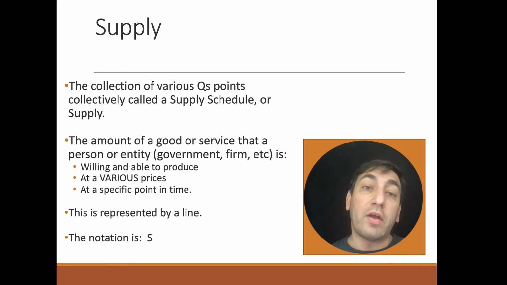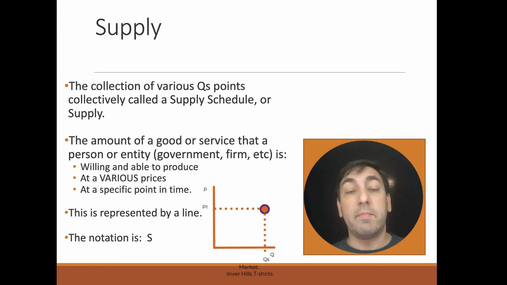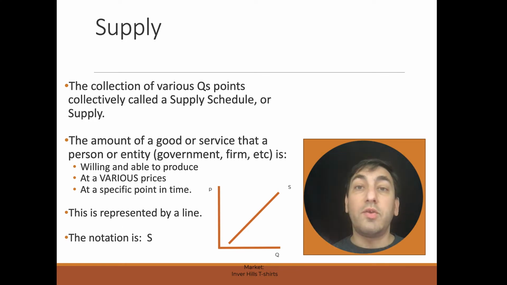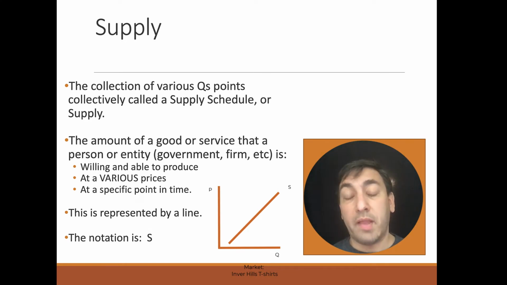Then we went and talked about supply. Just like on the demand curve, we have a quantity supplied versus a supply. Quantity supplied is your willingness and ability to produce a good or service at a particular price. It's represented by a point. If you put all those points together, you'll get a supply schedule or supply curve. The supply curve is upward sloping. Its notation is an S.